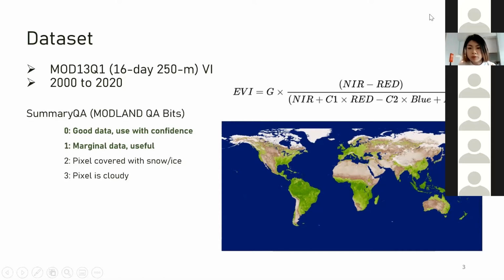And so over the course of a year, it produces around 23 images like this one.